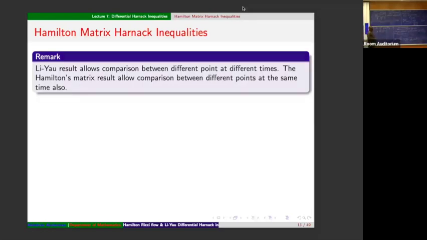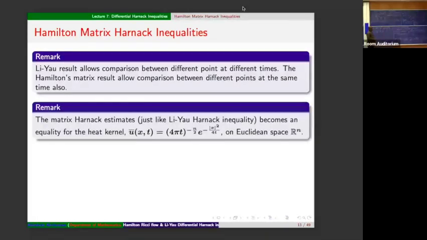Let's quickly make the following remark. The Li-Yau result allows comparison between different points at different times, while the Hamilton matrix result allows comparison between different points at the same time. Then the matrix Harnack estimate, just like the Li-Yau Harnack estimate, becomes an equality for the heat kernel. If you have the heat kernel, I showed that Li-Yau becomes an equality. I mentioned that. I think we tried to show that. This is this kernel. I wrote it the other time. And on the Li-Yau it becomes an equality.